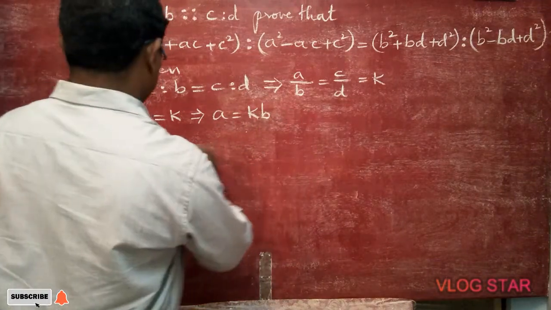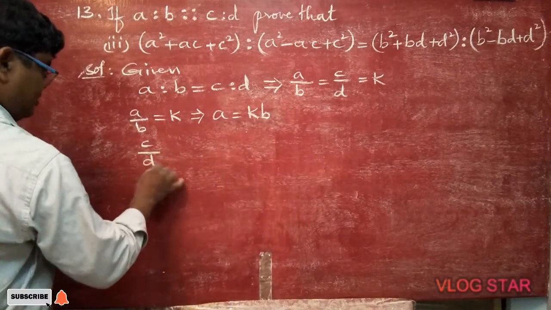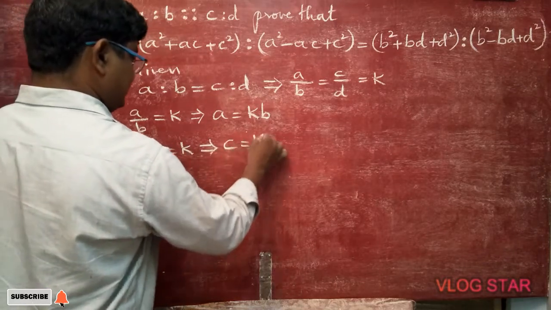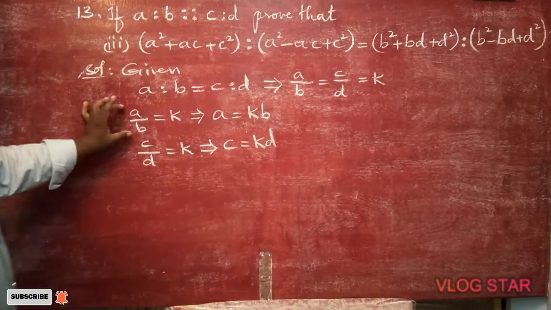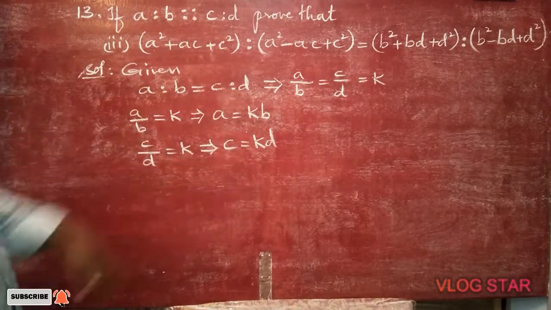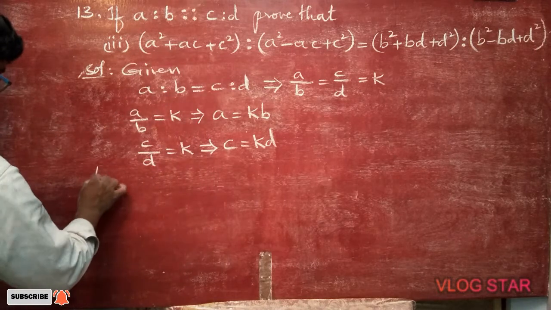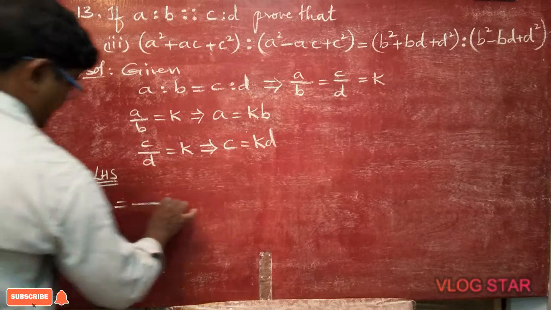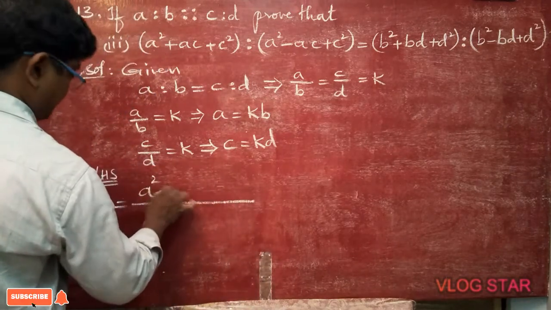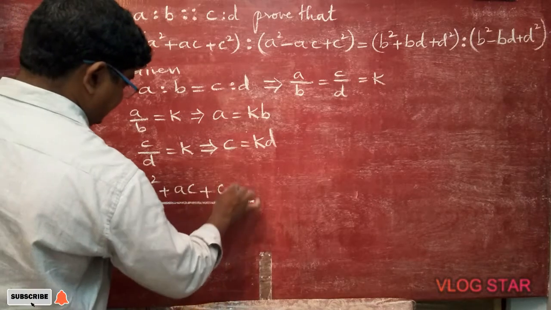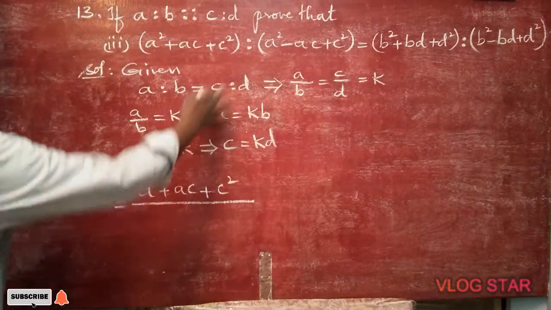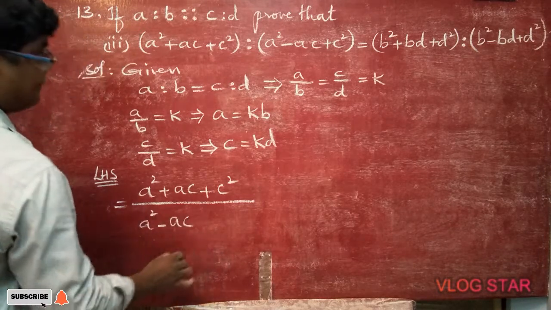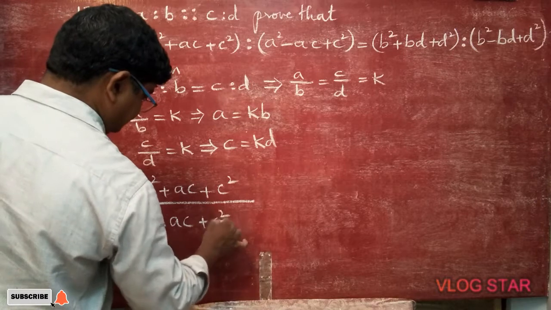Next coming to C by D is equal to K. The meaning of this is C is equal to KD. So you can substitute these values. Now they told us to prove that. So take LHS. What is LHS? A square plus AC plus C square by A square minus AC plus C square.